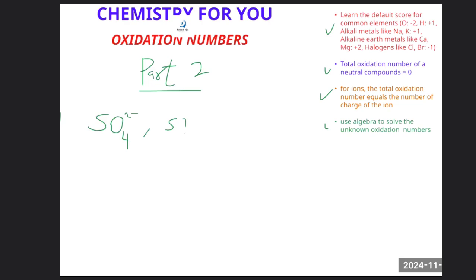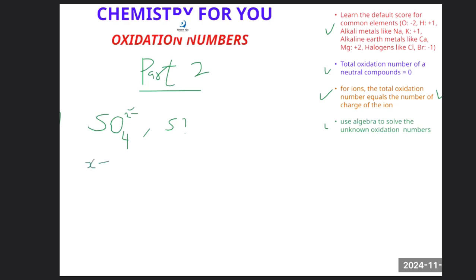We already told you that for an ion, the total oxidation number will always be equal to the number of charge of the ion. So the number of charge of this ion is -2. Which means that we are going to find the individual oxidation number of the elements involved, and we equate it to -2. If the compound is a neutral compound, we equate to 0. So that's established.